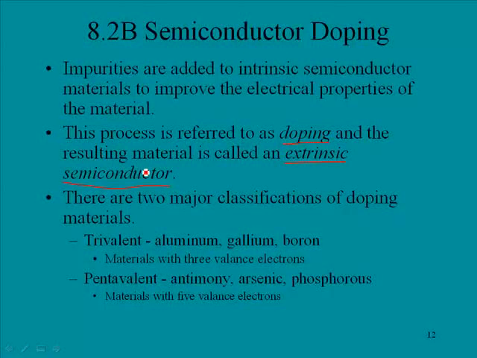There are two major classifications of doping materials. First of all, there is trivalent, and materials that come under this category are aluminum, gallium, boron. These are materials that have 3 valence electrons, and there are some pictures to come in future slides here. Then there are pentavalent materials, things like antimony, arsenic, and phosphorus, and these are materials that have 5 valence electrons.